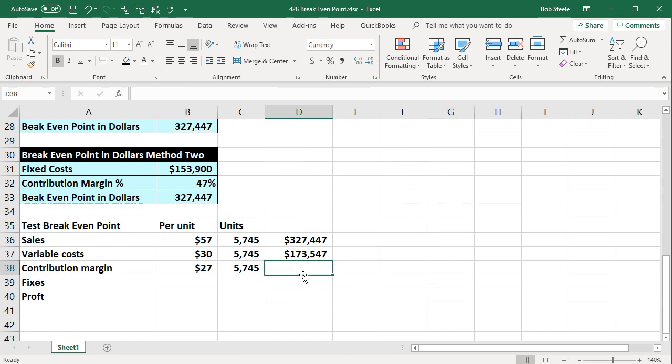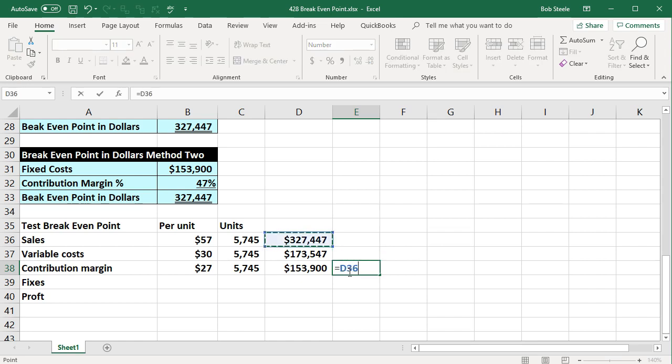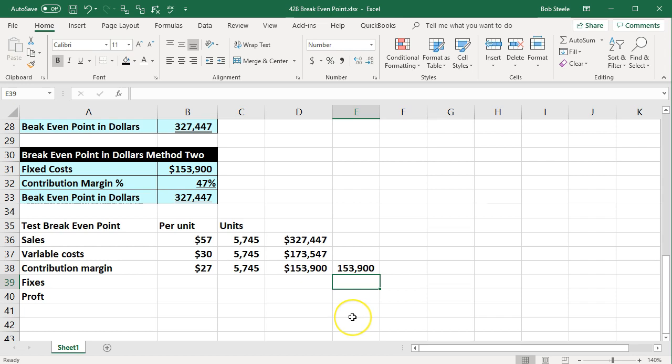Now this number we could calculate two ways. The contribution margin total could equal the 27 times the 5745. That's nice. We could also calculate it as equaling the total sales minus the variables. And that's going to give us the 153.9 as well. So we just need to pick one of those.